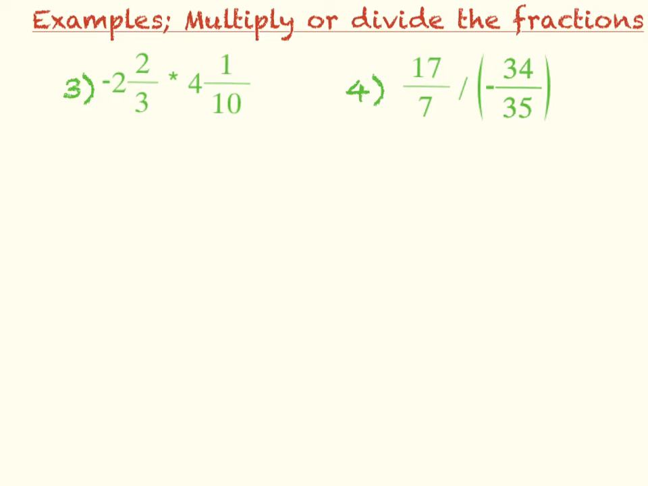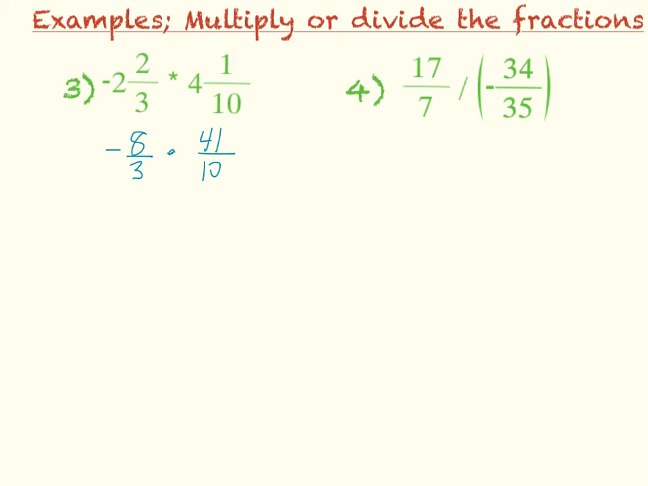Example 3, negative 2 and 2/3 times 4 and 1/10. Okay, so the first thing I'm going to do here is make them improper fractions. They'll be easier to work with. So 2 times 3 is 6. 6 plus 2 is 8/3. So negative 8/3 times 4 times 10 is 40, plus 1 is 41 over 10.